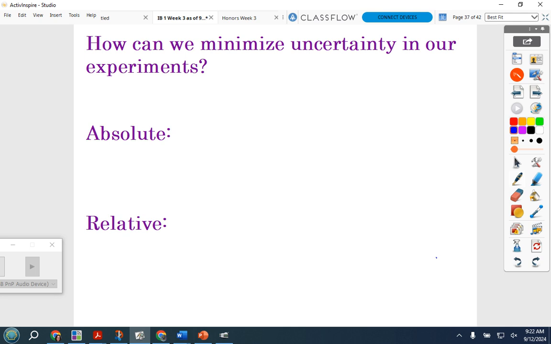All right, how can we minimize our absolute uncertainty? Or at least reduce it? What do you guys think? Use a more precise instrument. That's the easiest way to do it, right? That ruler that you guys had that went from 0 to 30 with nothing in between, not ideal for collecting data, right? So that's the main one. Did anyone come up with anything else for absolute?